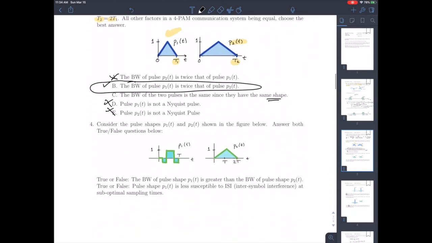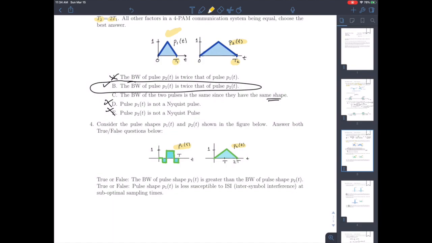All right, for problem 4, we're considering pulse shapes P1 and P2. Answer these true-false questions. All right, so the first one, we're looking at this. What is the bandwidth comparison between P1 and P2? True or false? The bandwidth of pulse shape P1 is greater than that of P2.